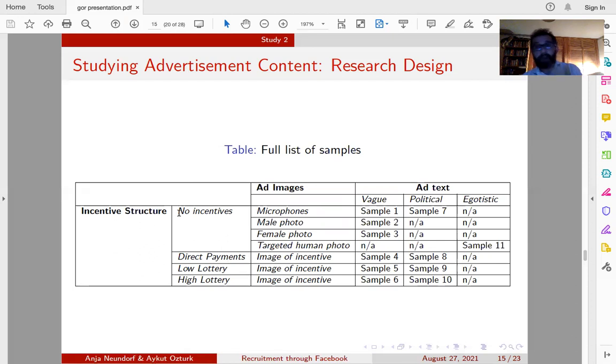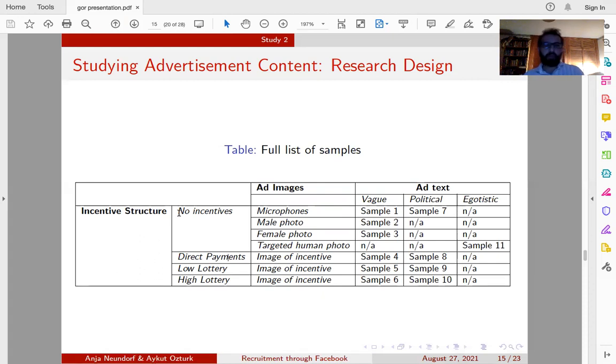0.5 pounds direct payments. For low lottery, we have organized a lottery for 5. We have invited people to participate in a draw for 5 pounds. And in high lottery, we promised people to participate in a lottery for an iPad. Expected outcome across all those conditions was the same.